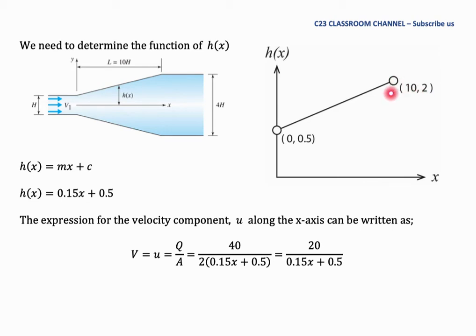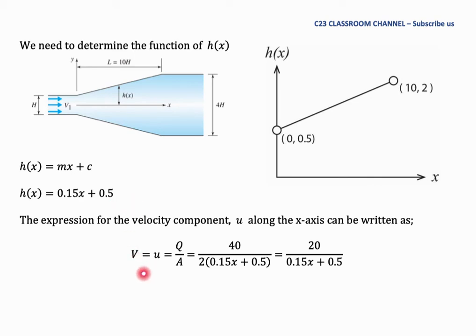So we could represent this line as the inclination of this diverging section. So we could have the equation for this straight line by the general equation of h(x) equal to mx plus c, where m here is the gradient of this line, and c here is the intercept at the y-axis, in this case the h(x) axis. I assume that you already know how to calculate the linear equation from this graph. So we calculate it, and we could say that this line is h(x) equal to 0.15x plus 0.5.